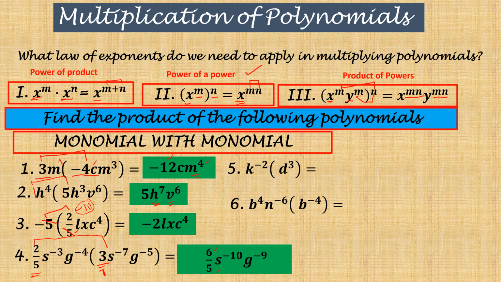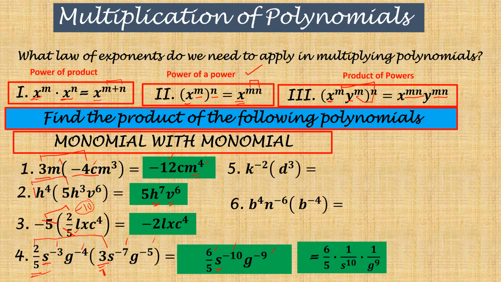And then applying the power of product law, we have to copy the s there, and then negative 3 plus negative 7 is a negative 10, while the g to the negative 4 times g to the negative 5, we simply add the negative 4 and the negative 5, then we have a negative 9. And then, as what we have known, an expression with negative exponents is said to be unsimplified. So we need to simplify them.